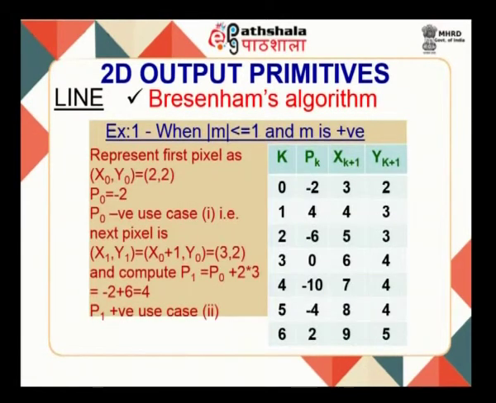When you compute these points till k is equal to 6, that is the last point where x k plus 1 is 9 and y k plus 1 happens to be 5. So, the points to be plotted are 3 2, 4 3, 5 3, 6 4, 7 4, 8 4 and 9 5. So, that is the solution for the first problem.